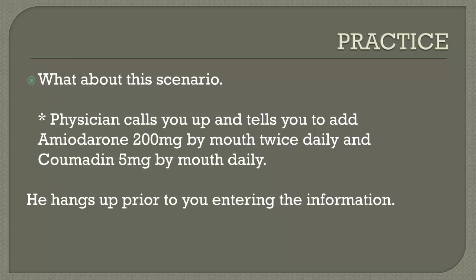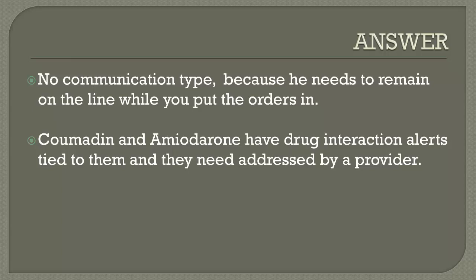A physician has called you up and tells you to add amiodarone 200 milligrams by mouth twice daily and Coumadin 5 milligrams by mouth daily. He hangs up, though, prior to you entering the information. Which order communication type would you utilize? I'm sorry, that was a trick question. Actually, there is no communication type that you could use because he needs to remain on the line while you put in the orders. Coumadin and amiodarone have drug interaction alerts tied to them, and they need to be addressed by a provider. As a nurse, I cannot answer those alerts without clarification from the provider.